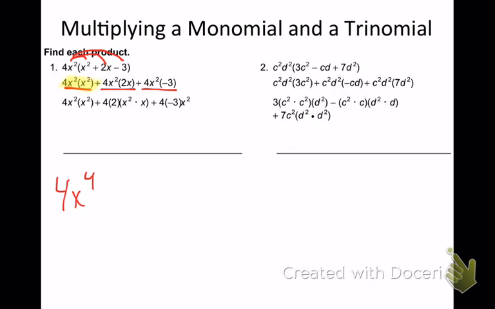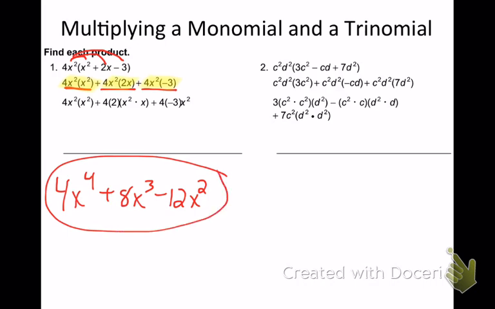Great. Then I'm going to take 4x squared times 2x, and that's going to get me 8x cubed. And the very last one, 4x squared times negative 3, I get negative 12x squared. And there's my answer. Nice job. Okay. Number 2.